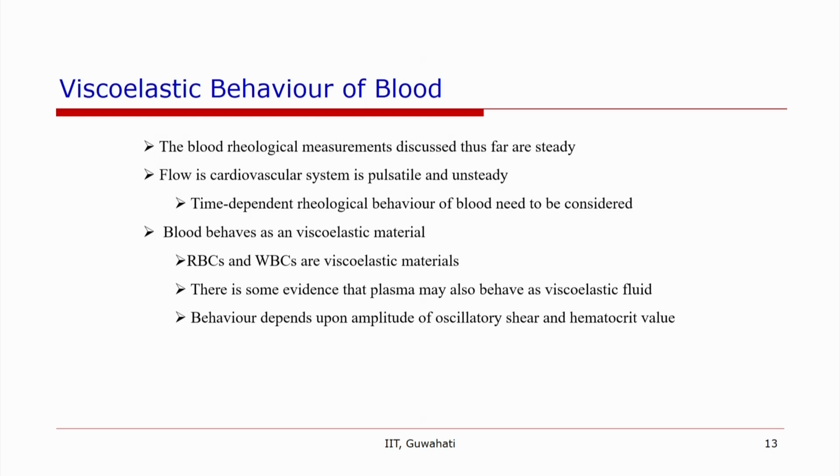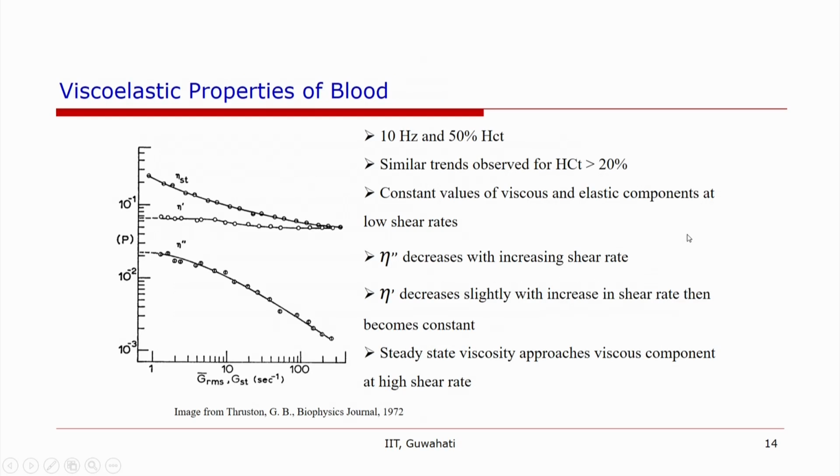So, the fraction of red blood cells, which is primarily responsible for the viscoelastic behavior of the blood, their volume fraction determines the viscoelastic behavior of the fluid, and the shear rate, as we have seen, because blood viscosity is a shear dependent viscosity. So, what this graph shows is the viscosity, and these can be different viscosities as a function of shear rate.